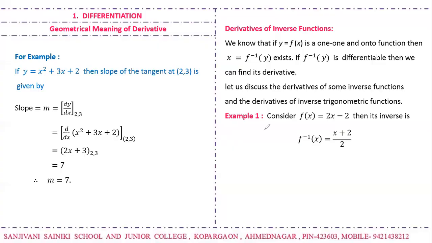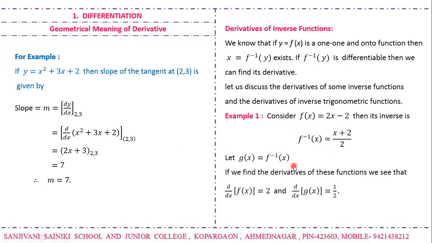So g of x is equal to this f inverse of x. If you find the derivative of these functions, we see that d by dx of f of x, that is d by dx of the given function 2x minus 2, its derivative is 2, because minus 2 has the derivative 0.